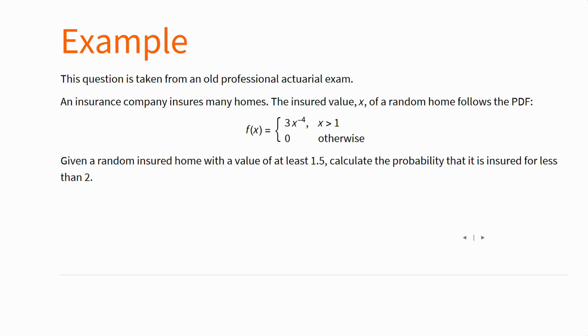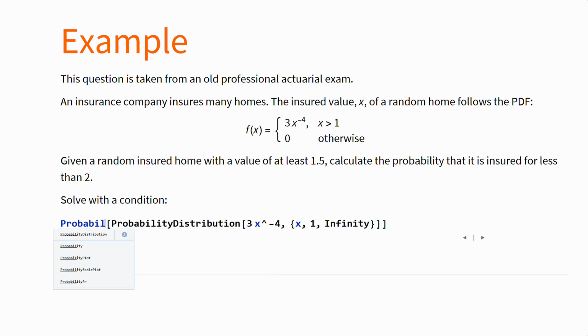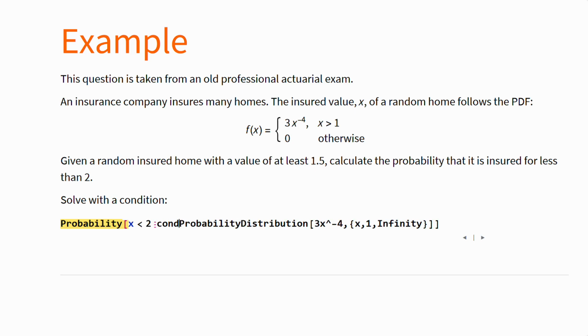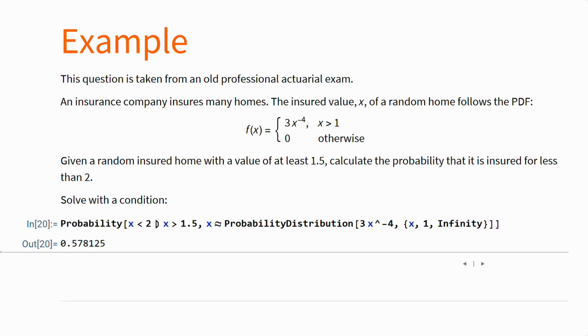With the Wolfram Language, we can actually solve this in a single line. First, your probability distribution is 3x^-4 from 1 to infinity. Then we can take the probability of x less than 2, considering that it's greater than 1.5. And you have your answer. The probability is around 58%.